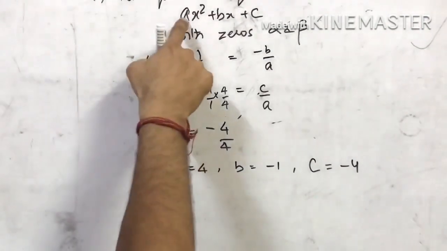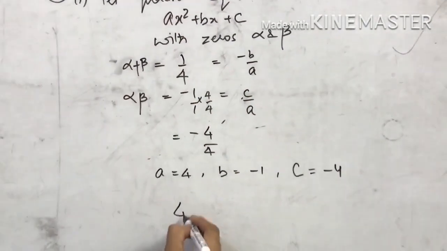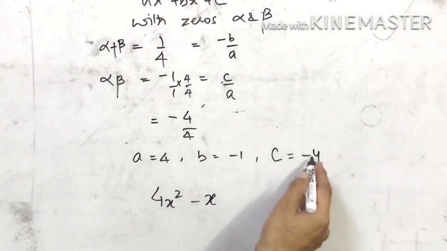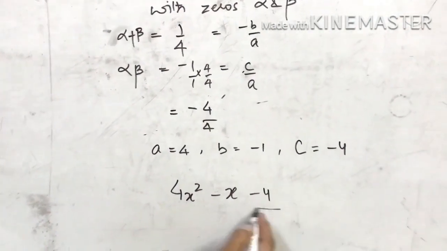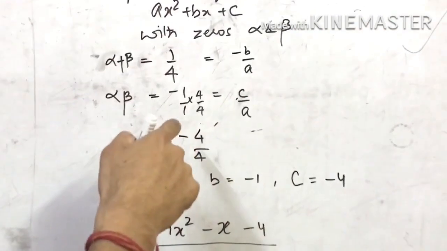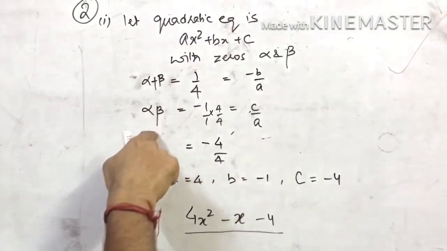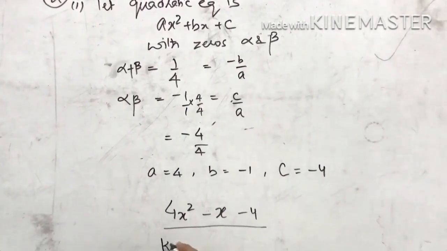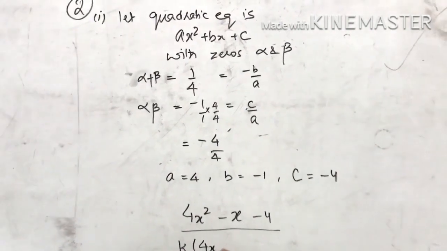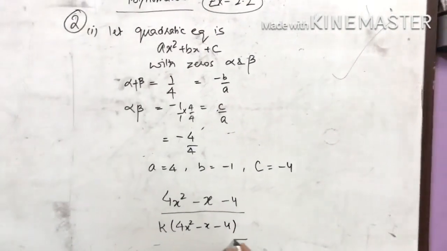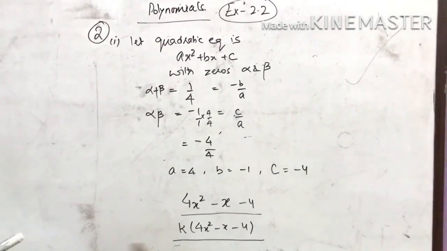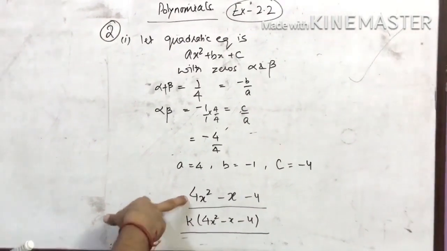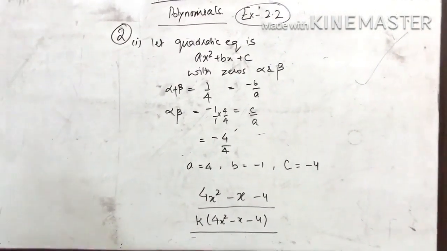So the equation will be, by comparing ax square plus bx plus c like that: a is 4, x square is x square, b is minus 1, so minus 1 is minus x, c is minus 4, so the constant term is minus 4. So it is one of the equations which is satisfying the given condition, that the sum of the roots is this and the product of the roots is this. So one of the equations is this. You have lots of other equations, so you can write k for that number, any real number, and you can write k times (4x square minus x minus 4). This will be the general equation, and whatever value you put for k from real numbers, you will get different equations. So one of the equations is this, and generally you can write this equation.